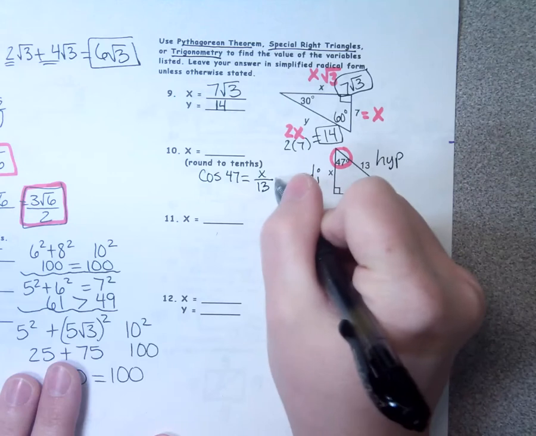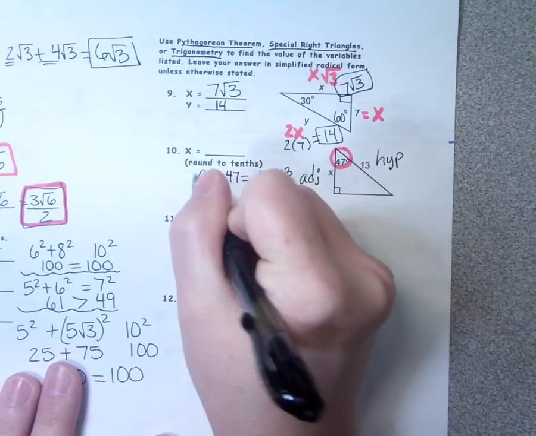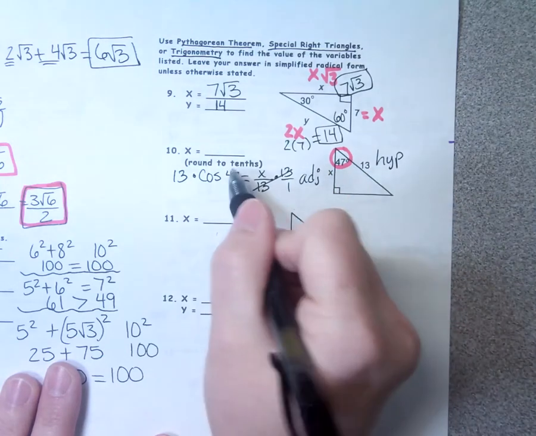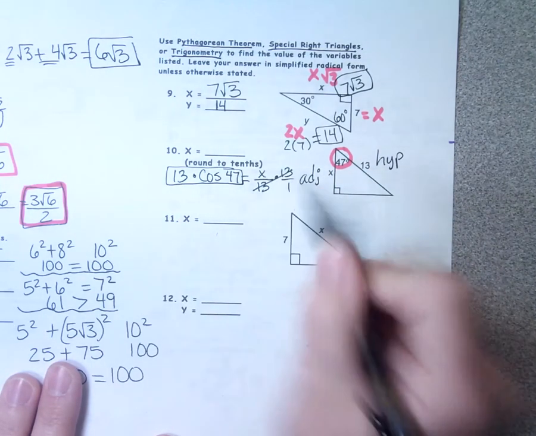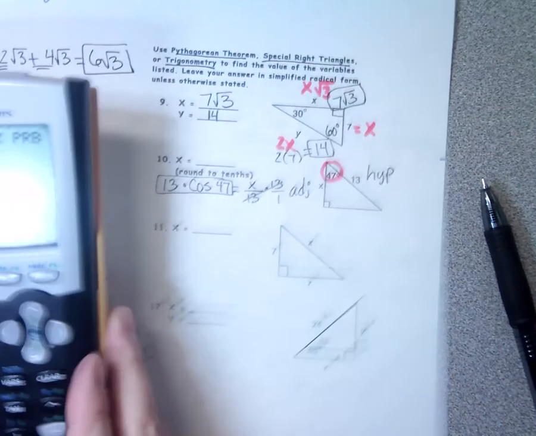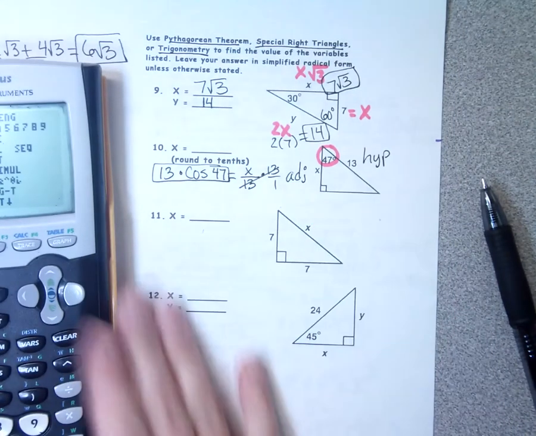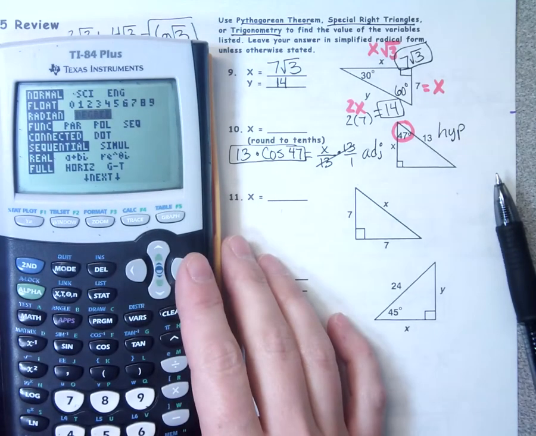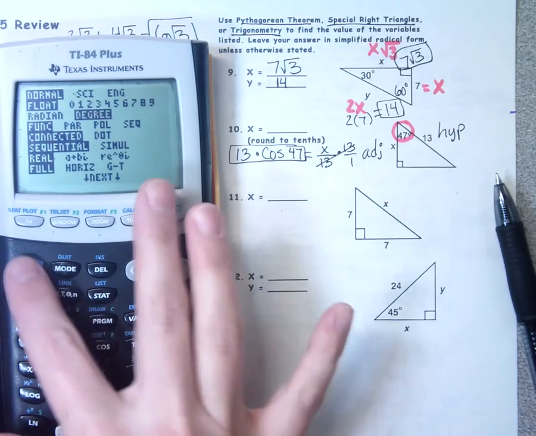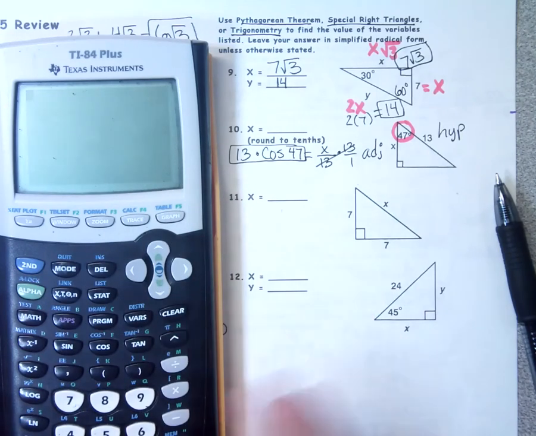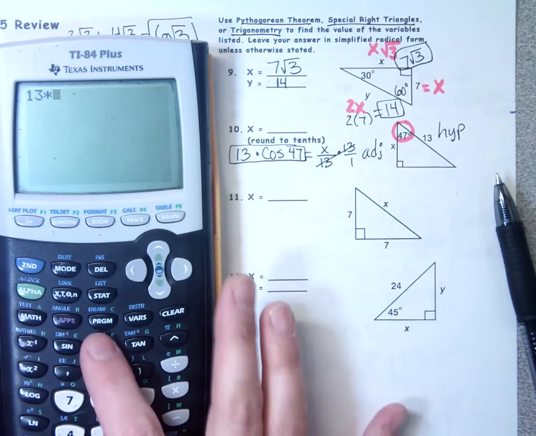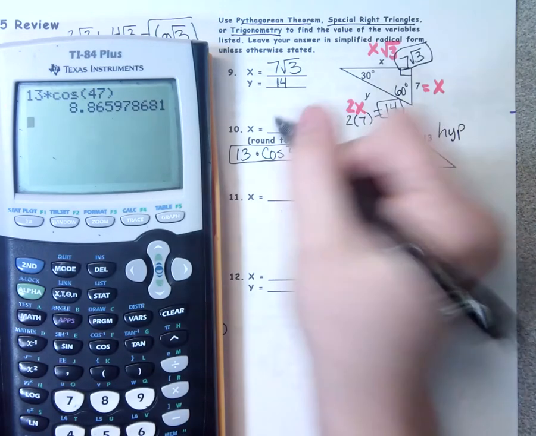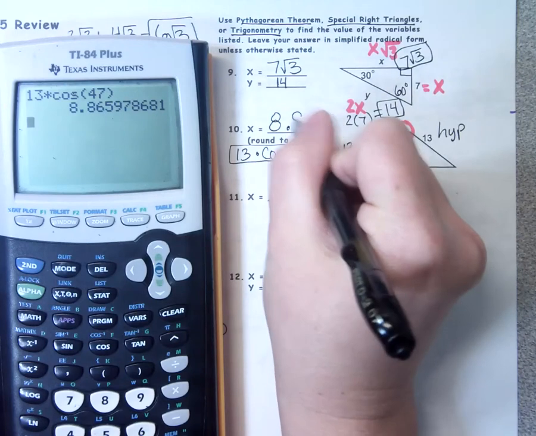So to get rid of the division by 13, I multiply both sides by 13. The 13's cross out, and all I have to do is put this right here in my calculator, and I'll have the answer for x. So first of all, let me go to my mode and just make sure that I am in degrees, which I am not. So I go over to degrees. I'm going to quit that screen, and then I'm going to put in 13 times the cosine of 47. And if I round to the nearest tenths, that would make 8.9.